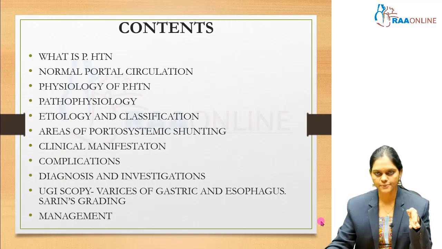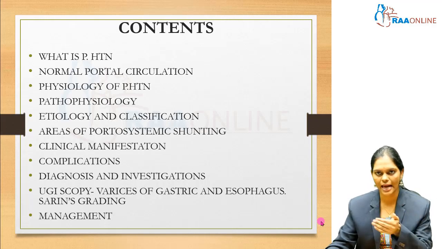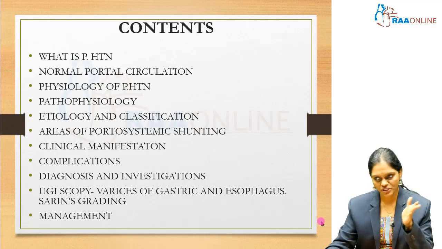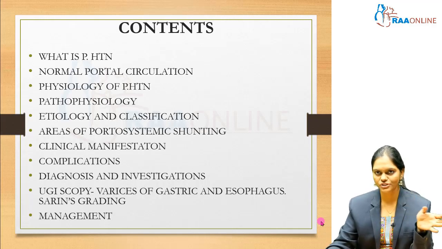First we have to know what is portal hypertension and how the normal portal circulation happens. With that, we'll go to the physiology of portal hypertension. Only if you understand the normal circulation and the physiology will you be able to understand the pathophysiology. So, etiological classifications, and there are 5 areas of portosystemic shunting that we'll discuss. Along with that, clinical manifestations, complications, diagnosis, how we are going to diagnose portal hypertension, and the investigations.